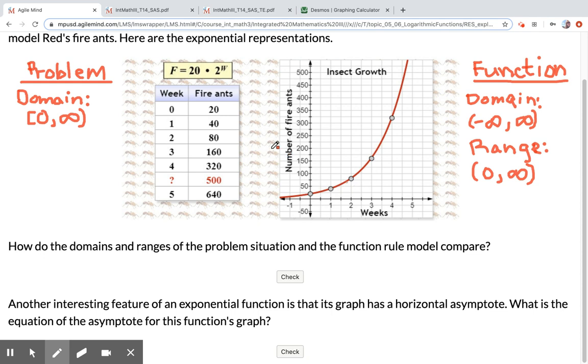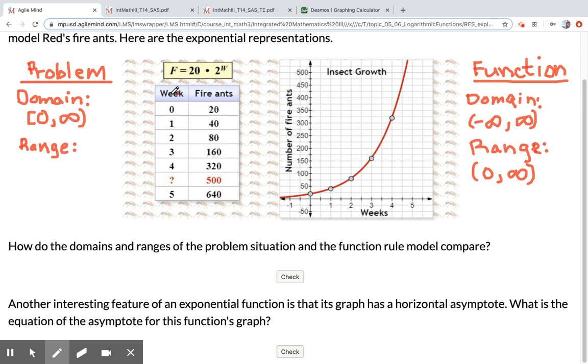So for my function, my range would be from 0 to infinity, or all real numbers greater than 0. Now, the problem, though, is a little bit different, because we did not start off with 0 fire ants, right? I mean, Red had to start off with some fire ants in order to make more fire ants. You have to have fire ants to make more fire ants. They don't just magically appear.